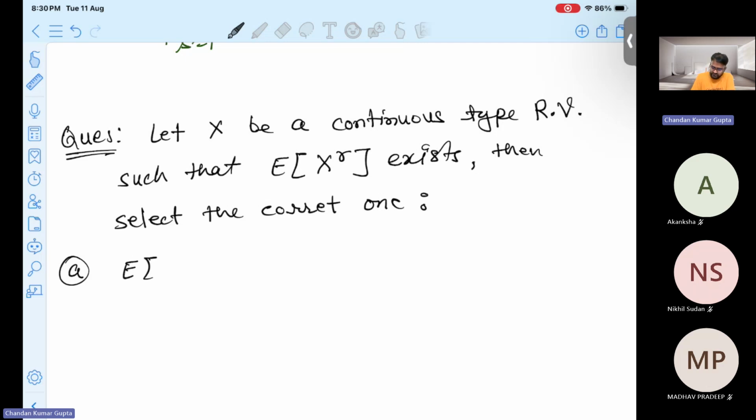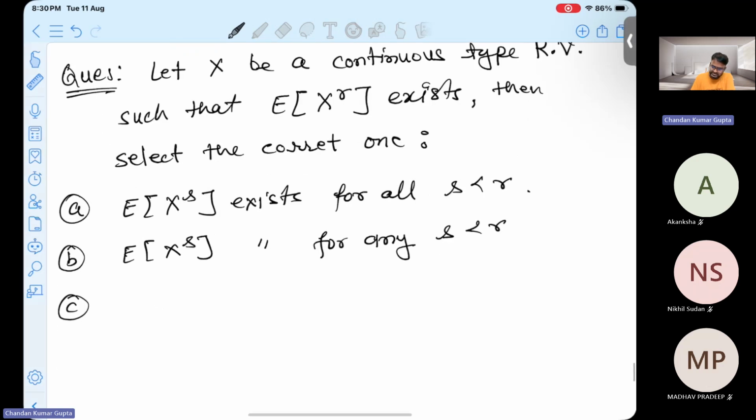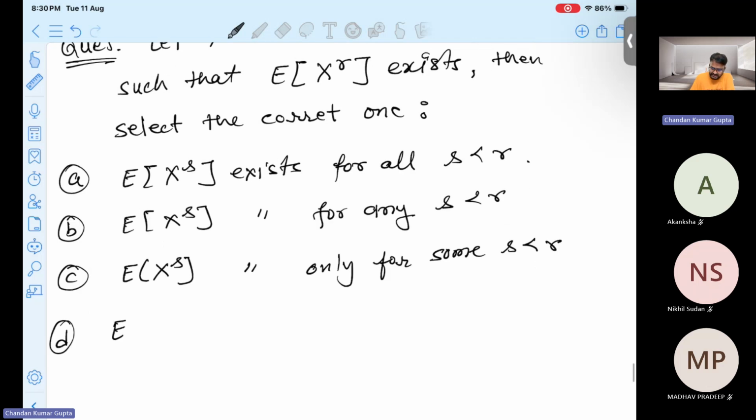The first one is the expected value of X to the power S exists for all S less than R. The second one is the expected value of X to the power S exists for any S less than R. The third one is the expected value of X to the power S exists only for some S less than R. And the D will be like the expected value of X to the power S may or may not exist.